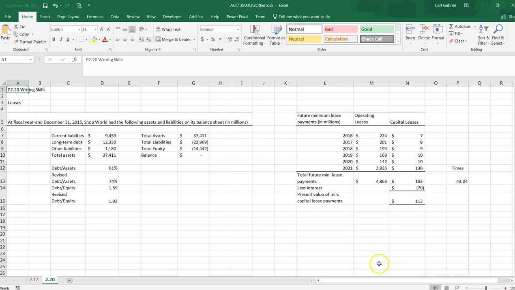And so this is a writing skills problem. Now, I'm not going to write a memo here, but I am going to go over what's important to note here. So what I've done is I've taken the information from the text and created this Excel spreadsheet. The information that was originally provided included the current liabilities, long-term debt, other liabilities, and total assets amount here. And then this schedule of operating leases and capital lease payments.